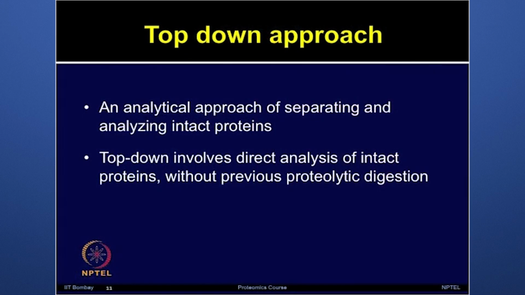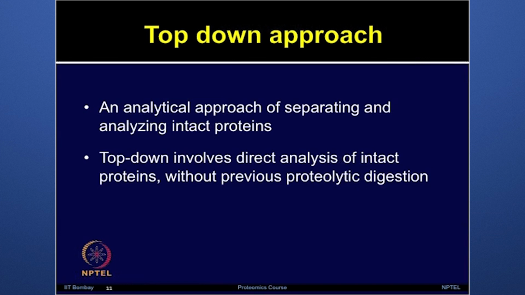Now, by employing mass spec, there are different types of approaches people use in proteomics: top down and bottom up. So, what is the top down approach? Top down is an analytical approach of separating and analyzing intact proteins without any previous proteolytic digestion.